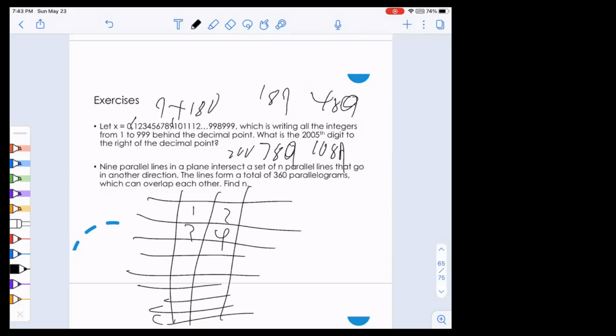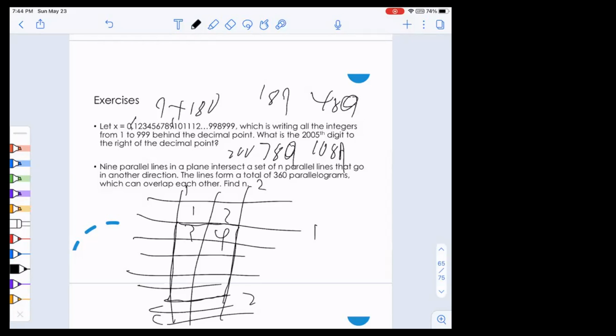Now, since the lines form a total of 360 parallelograms, we need to find an expression for the number of parallelograms in terms of n. Then we can set that equal to 360 and solve for n. So how do we create a parallelogram by choosing some of our lines? We need to choose 2 lines from each set. This will give us the 4 sides of a parallelogram. If we just choose some random lines here, then these 4 lines would form a parallelogram.